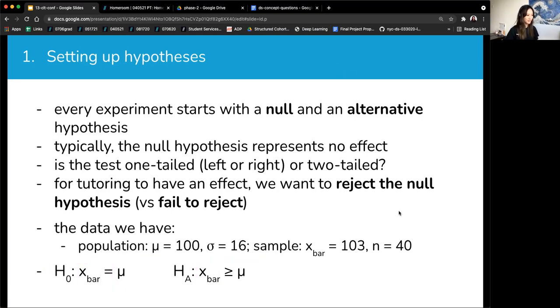All right. And just to recap, these are our numbers, our population info. We have a mean of 100 and a standard deviation of 16. And in our sample, X bar is 103, those 40 students that were tutored.